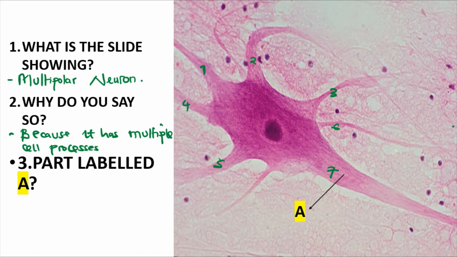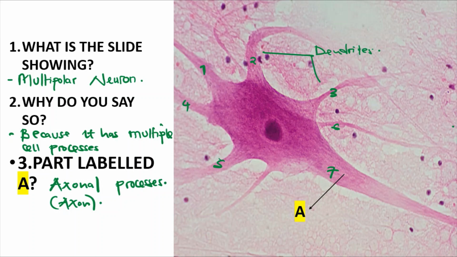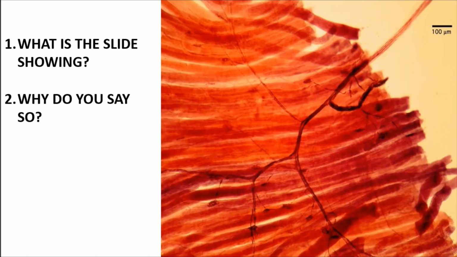All the processes except 7 are dendrites. So these here are dendrites. The part that is labeled A here is an axonal process. We simply refer to it as an axon. All right, so that is slide 1. Let's move on to slide 2.